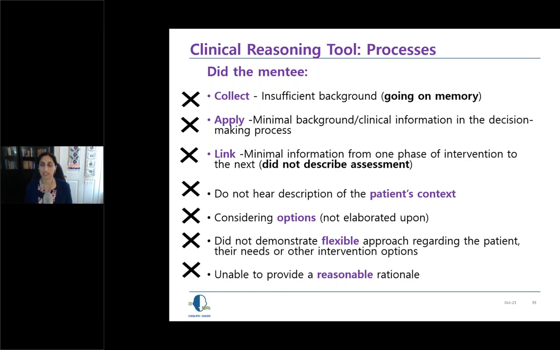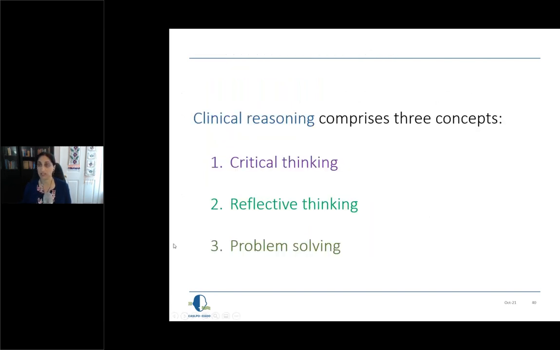So in terms of considering options, being flexible and providing a reasonable rationale, that wasn't shown in the clip that we listened to. So if this was happening in mentorship, it would definitely mean that some time needs to be spent on clinical reasoning with this particular mentee. So we wanted to spend some time talking about 3 concepts that are related to clinical reasoning. And those are critical thinking, reflective thinking, and problem solving.